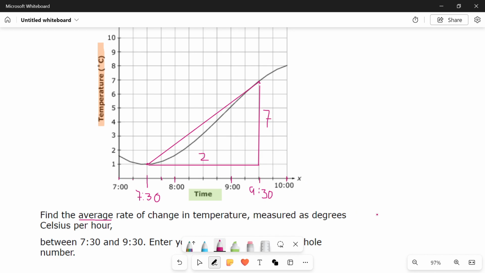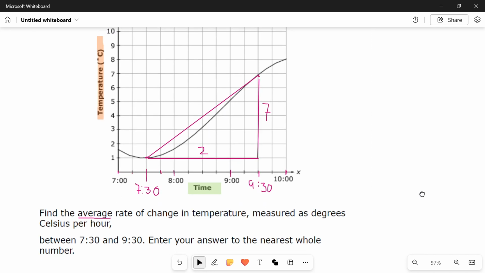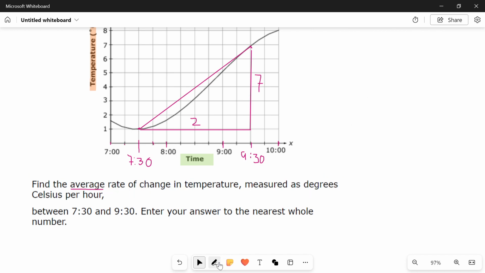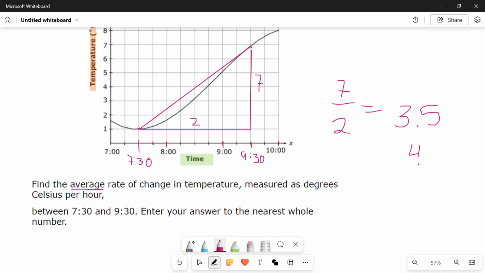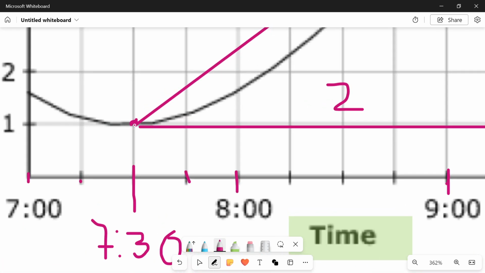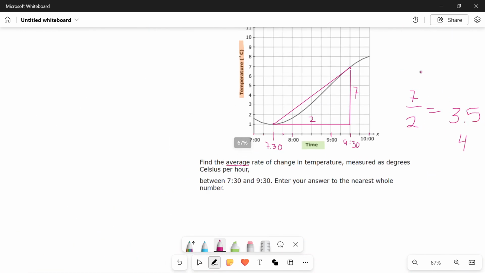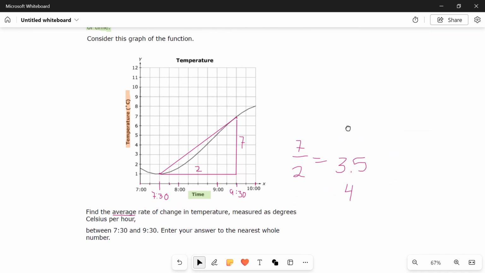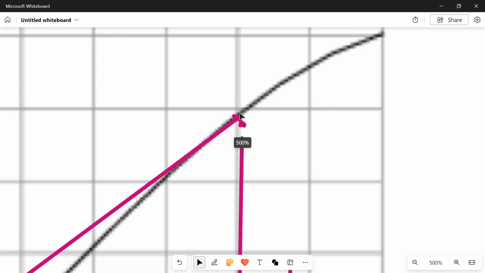So how do I write that as a ratio? The average rate of change is, so I guess I better say 7 over 2, which is 3.5. Well, the problem says enter your answer to the nearest whole number. So the nearest whole number from 3.5 is 4. However, I'm going to zoom in a little bit closer. This looks to me like this is really at 1. However, let's look even closer at this part of this graph, because to me this looks like it's just under the 7. At this time, right here, it is not at 7, it is a little less than 7.